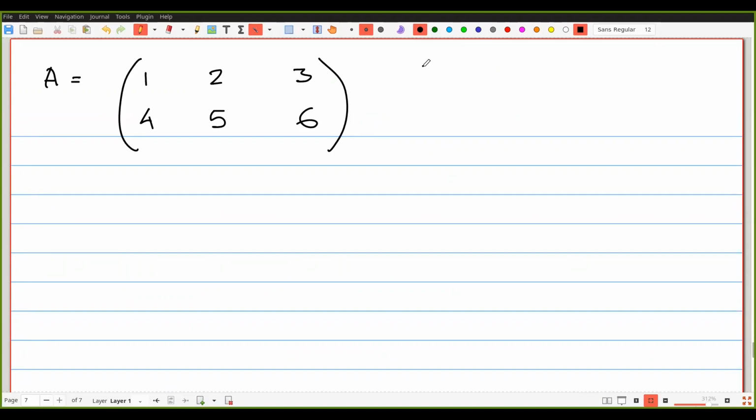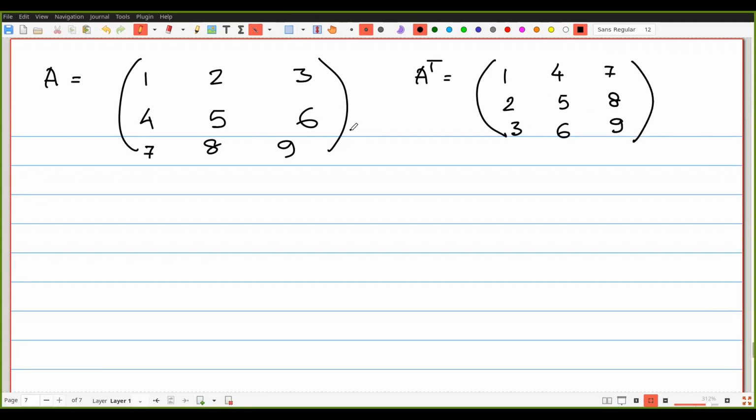So that is the A. At first we are finding the A transpose: 1, 4, 7, then 2, 5, 8, then 3, 6, 9. So that was a 3 cross 3. Now, what is the symmetric matrix at first?